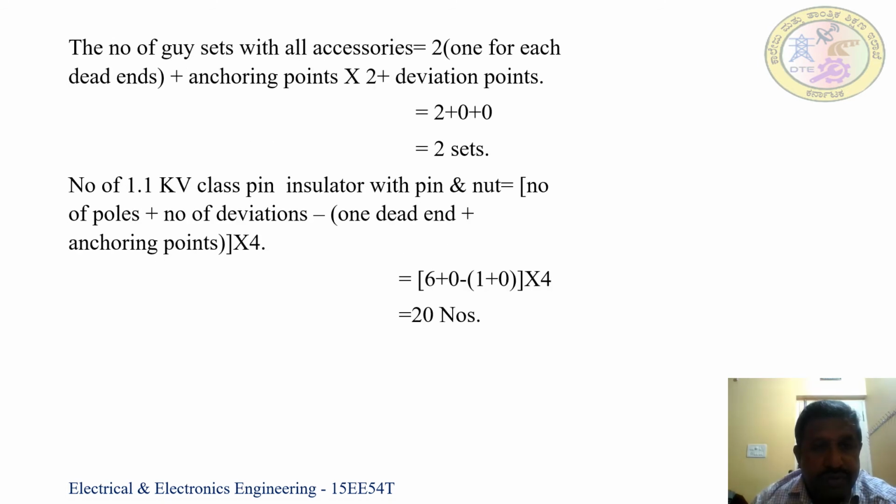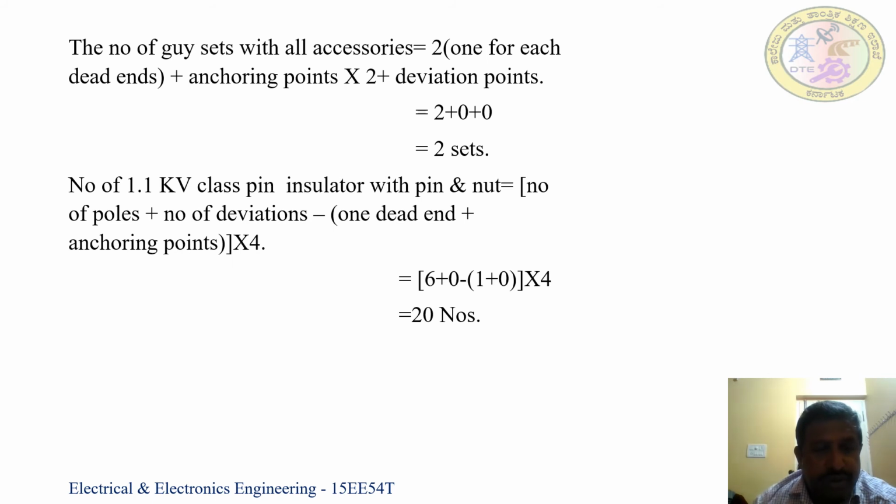The next item is number of guy sets with all accessories, that is equal to 2, 1 for each dead end, plus number of anchoring points into 2 plus 1 into number of deviation points. Here we have taken anchoring points are 0, and also we have assumed deviation points are 0. So we are going to get 2 plus 0 plus 0. So we are going to get 2 sets.